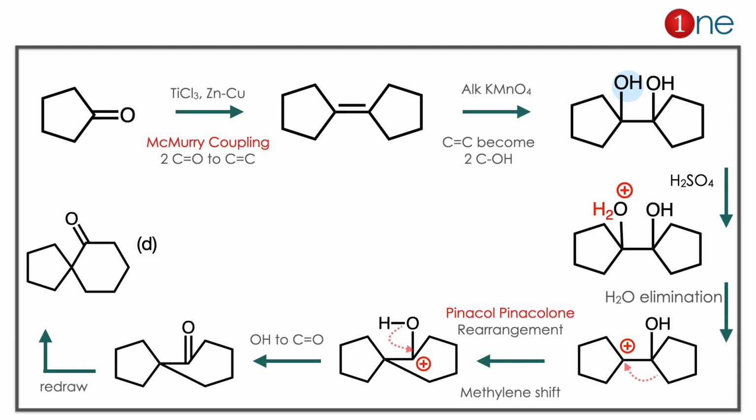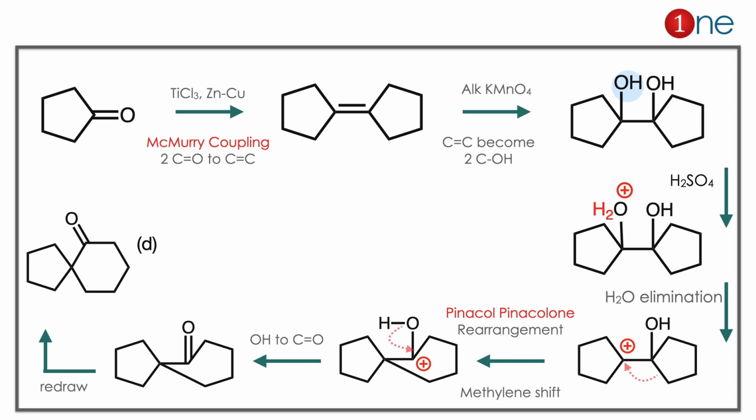The starting material is a ketone, and you are using titanium tetrachloride and zinc copper couple. It is the McMurry coupling. McMurry coupling converts 2 C=O into a C=C bond. You have a kind of biphenyl-like compound, so 2 cyclopentyl rings attached with an alkene. Then you are using alkaline KMnO4, which converts the double bond into a diol. So C=C becomes a diol. Next step you are using sulfuric acid.